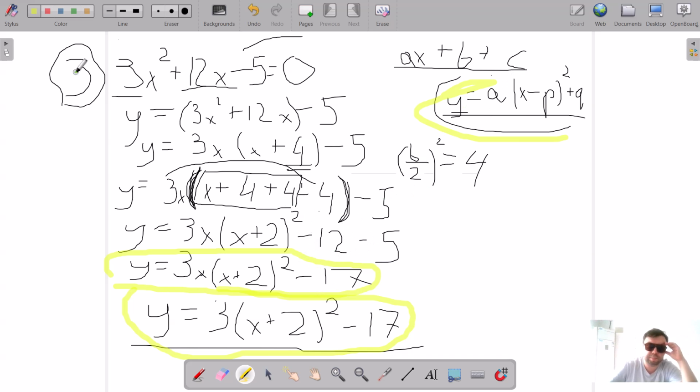Simply divide it by the leading coefficient, later change the trinomial to a binomial, and then multiply the binomial by the leading coefficient and move the term from the right to the left side. This is the fastest method, I think, to convert from a standard formula to a vertex formula.